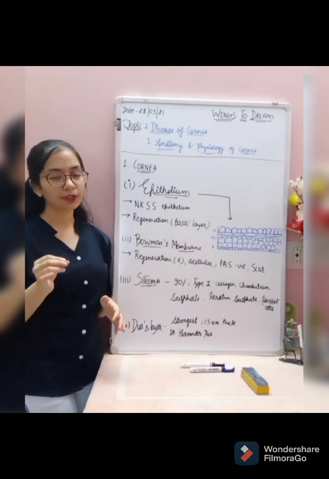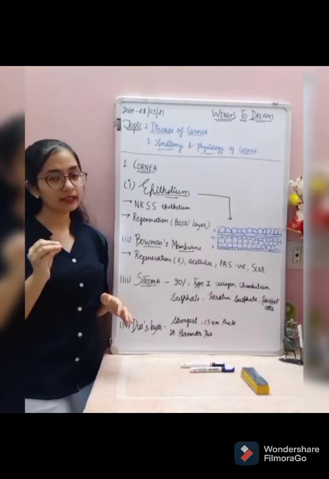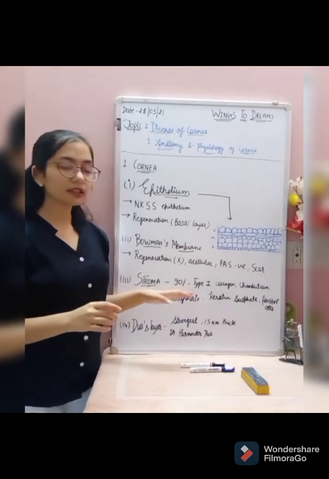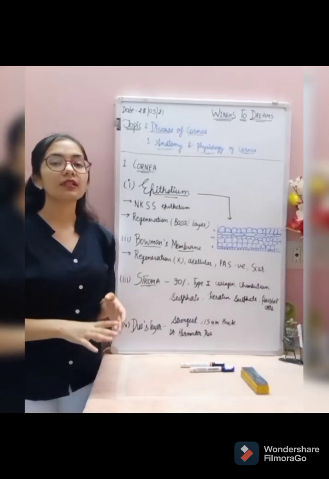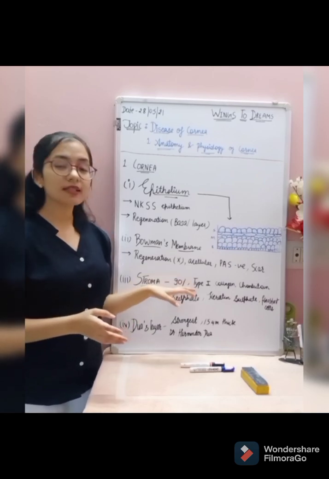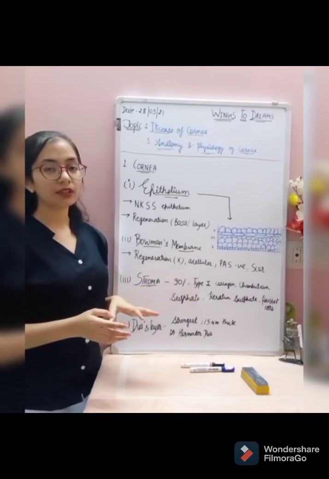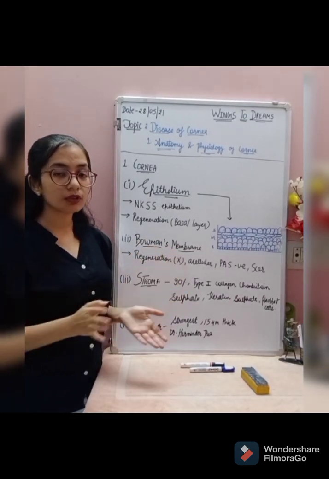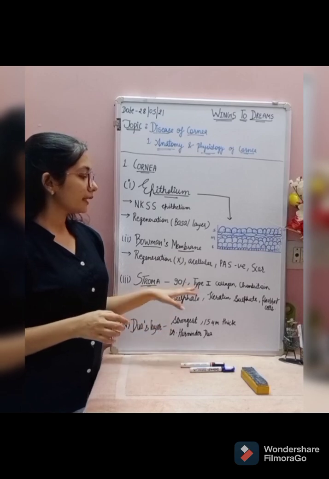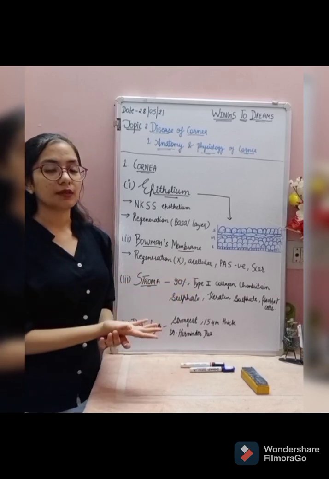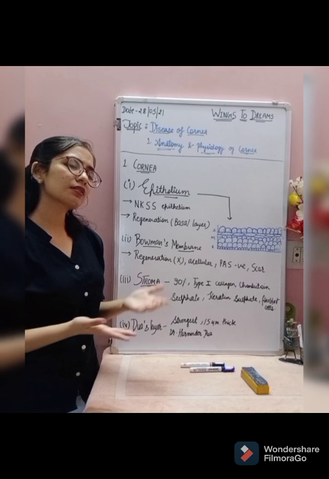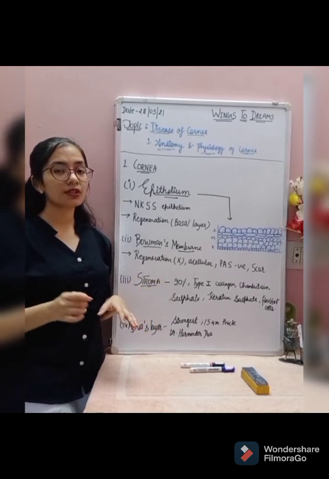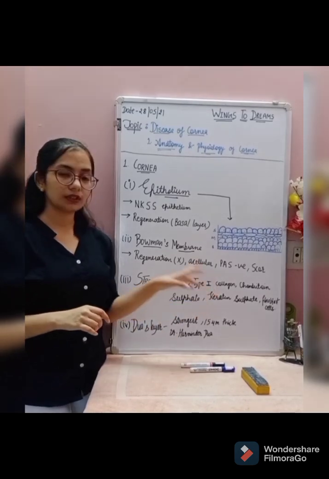The stromal layer is the most important, we can say. It is the third layer, and it is not the strongest layer, it's the widest layer. It contains 90% of the whole corneal thickness. It contains collagen fibers. There are various types of collagen: collagen 1, 2, 3, 4, 5, and more. But the most common type of collagen fiber it contains is type 1 collagen.